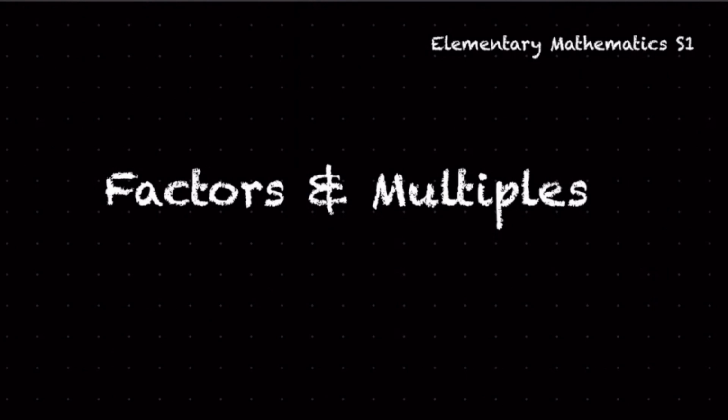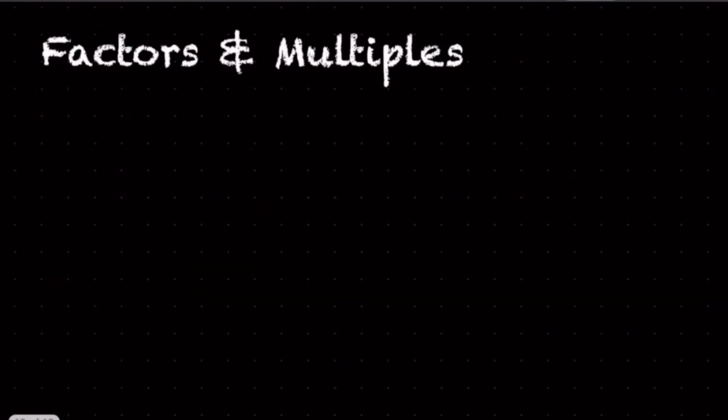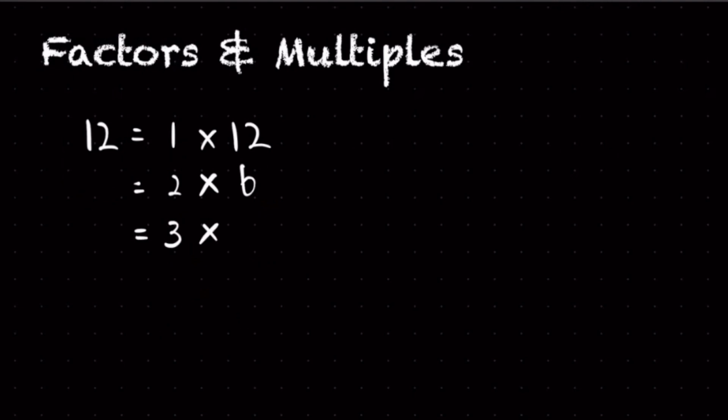Let's start with factors. So what are factors? Let's do an example, 12. Factors of 12 are whole numbers that can divide 12 and leave no remainder. So we have 1 times 12. We also have 2 times 6, 3 times 4, and then we have 4 times 3.